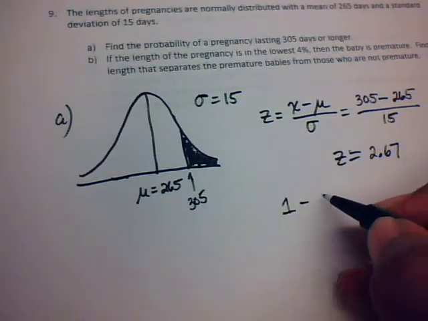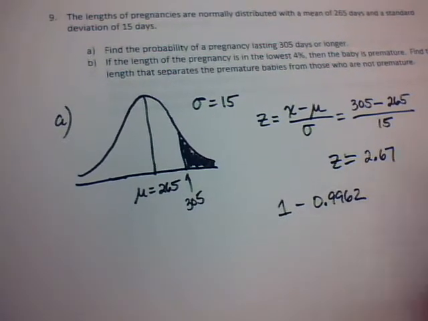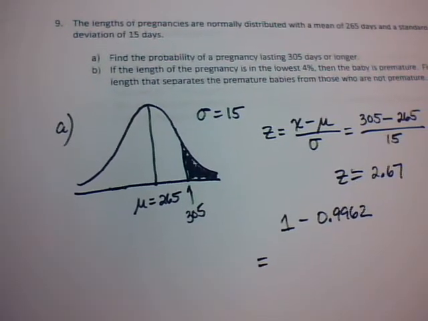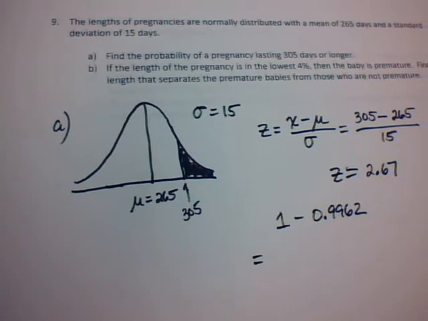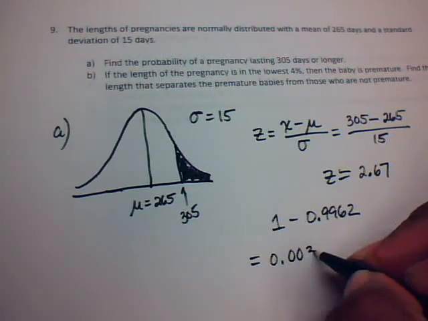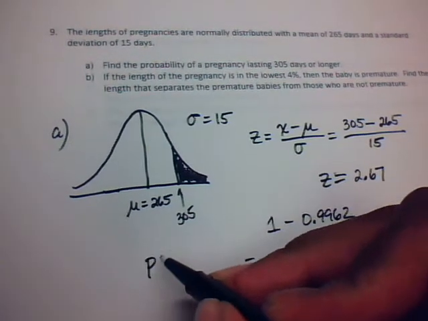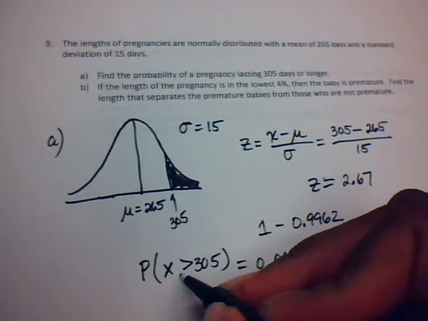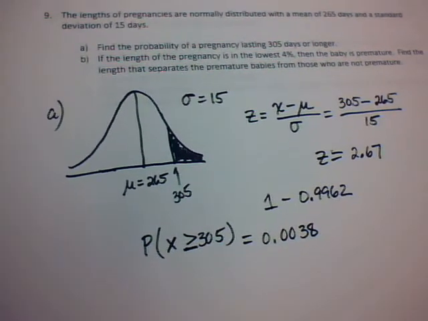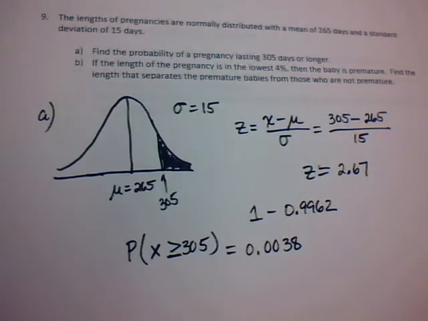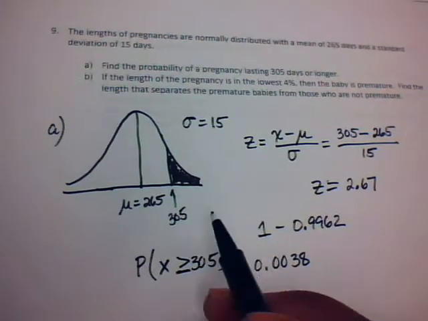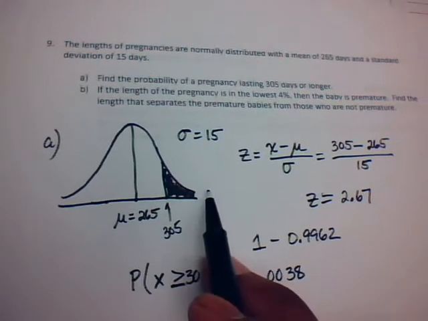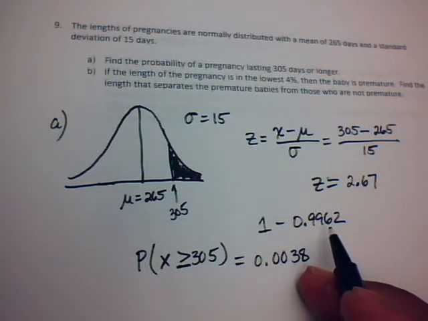So we're going to have to do 1 minus 0.9962, which will give you 0.0038. That represents the probability of getting a pregnancy 305 days or longer. So that's the answer to part A, 0.0038. Because you have to keep in mind that the 0.9962 represents the cumulative area to the left. You want the area to the right. So you always do 1 minus that probability.